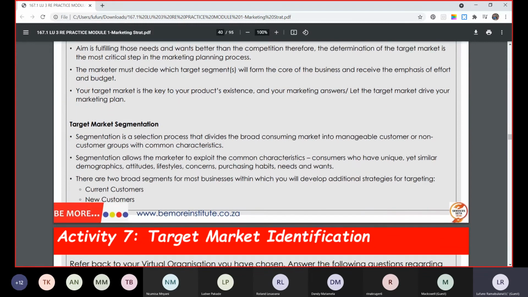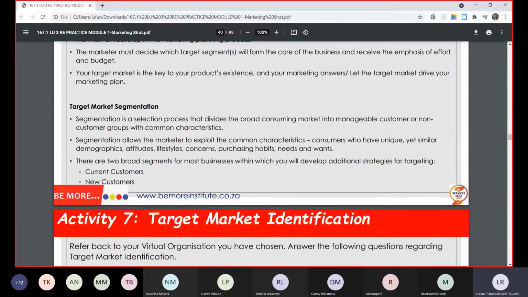Your target market segment, so you are actually going to divide the market into segments. Segmentation is a selection process that divides the broad consuming market into measurable customer or non-customer groups with common characteristics. So based on the different characteristics or attributes of your customers, you'll be able to segment them accordingly to say these ones don't fit, they are not necessarily our customers. These ones fit a similar buying appetite or buying behavior. All those attributes that relate to the need, you are able to attach them. Then you will have a segmented target market.